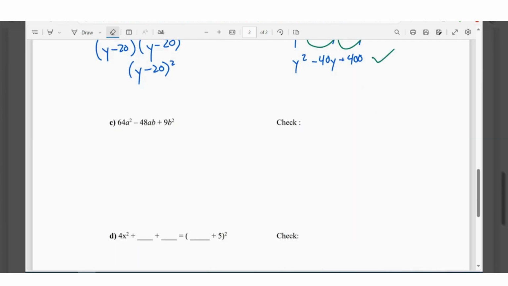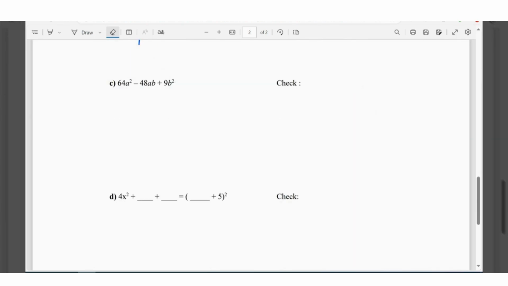Last, I got two more. What am I saying? Last one. So we have some numbers, a little bit more complicated, but you can see they're still perfect squares. We have 64, which is 8 times 8, and we've got an a squared. So this is 8a times 8a, or 8a squared. Here we have a 9, which is 3 times 3, and we got a b squared, which is b times b. So it looks like we got a 3b times a 3b.